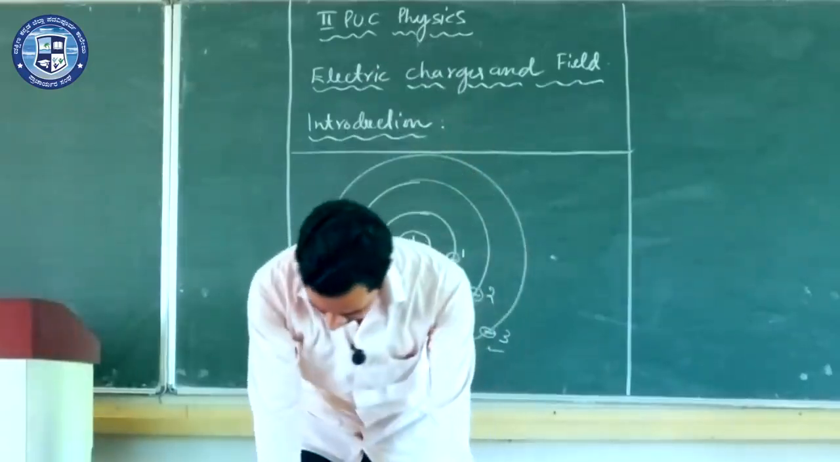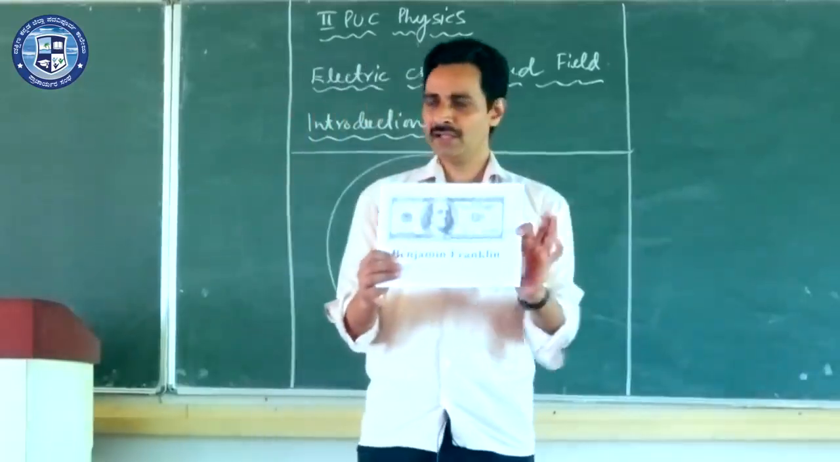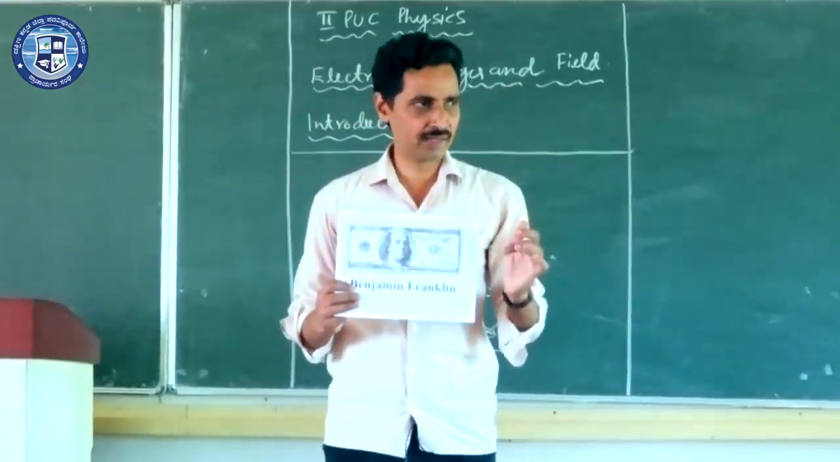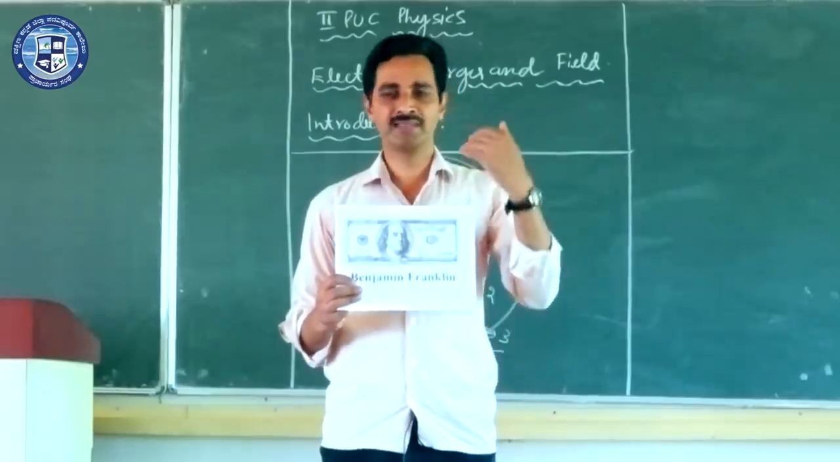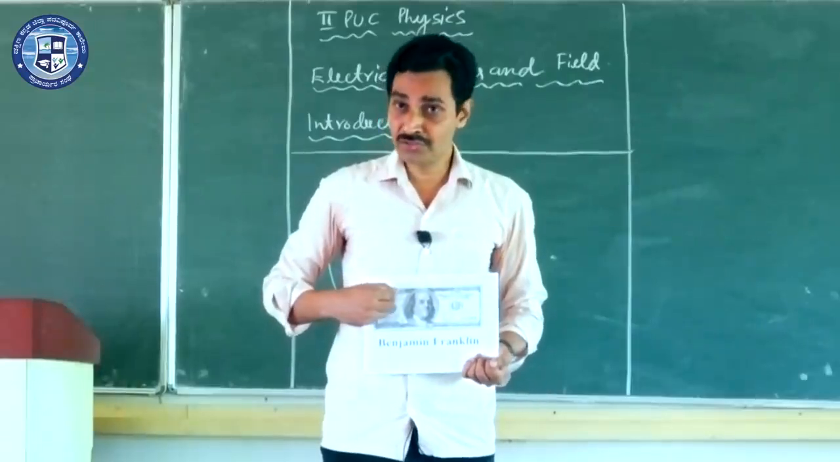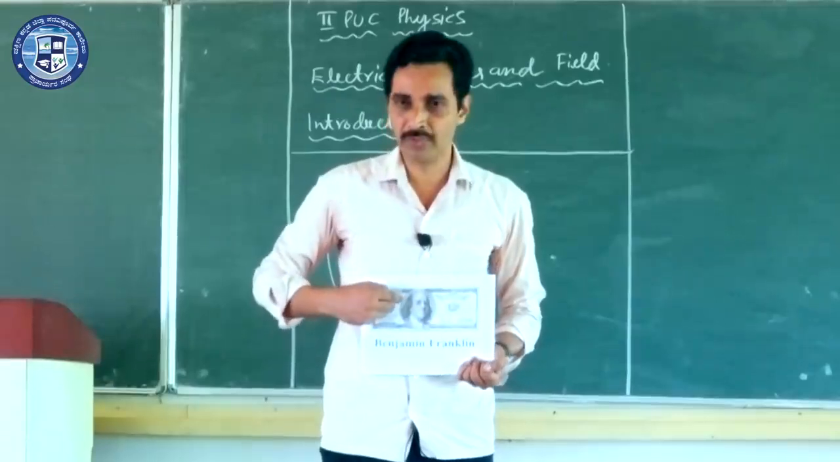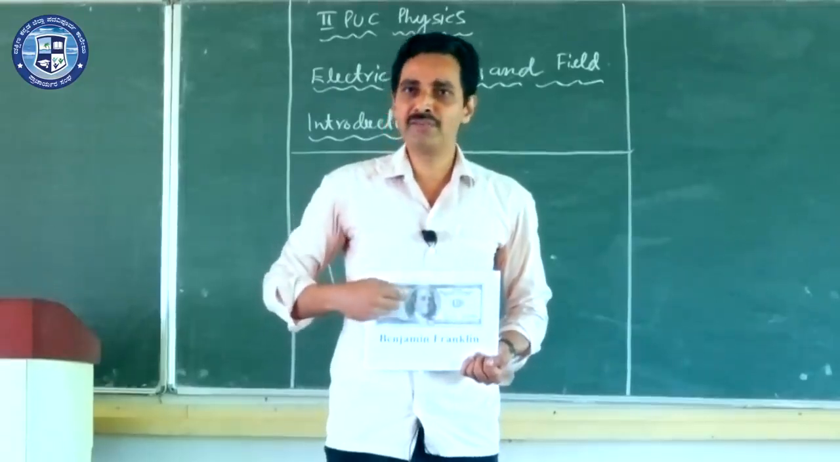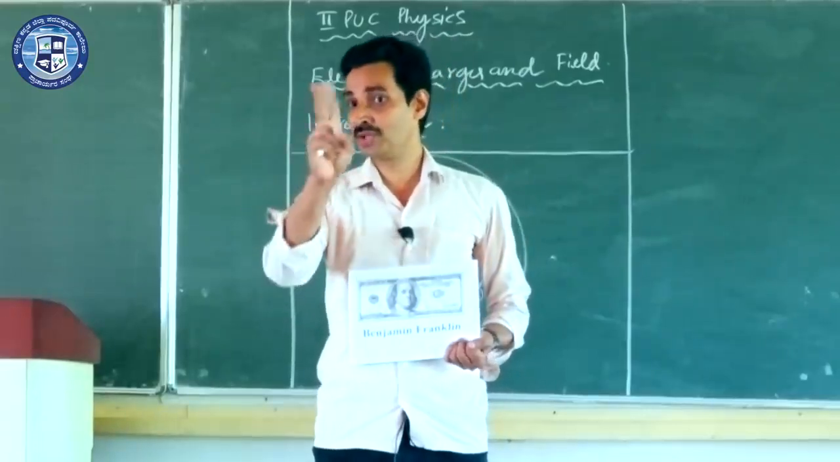So Benjamin Franklin, and you can see him, American thinker, American politician, and scientist, all in one. And he contributed to the Constitution of America. So that's why America has printed his photo on the $100 currency. This Benjamin Franklin thought that when there is attraction and repulsion, there should be two kinds of charges.